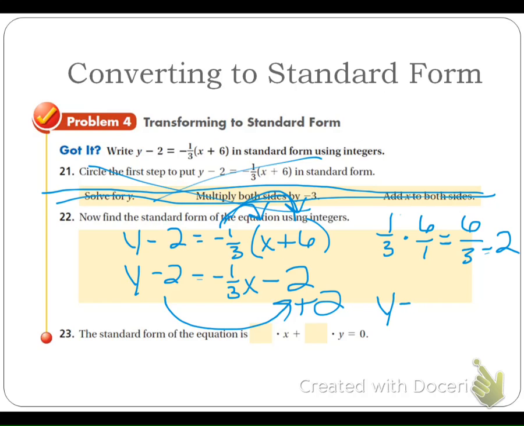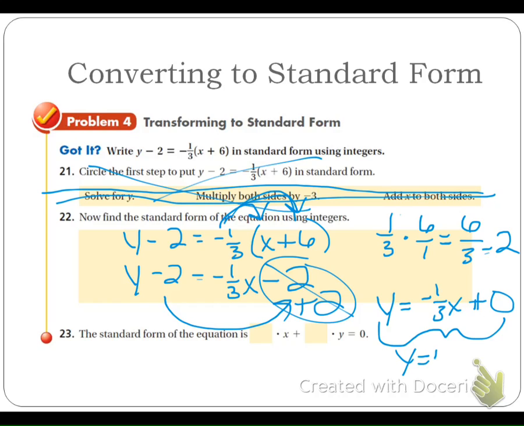So y is equal to -1/3 x minus 2 plus 2. That's a 0 pair, so it's just 0. You could put plus 0 if you want, or not write anything there. Let's go ahead and put a plus 0 for right now. This right here is y equals mx plus b, or slope-intercept form.